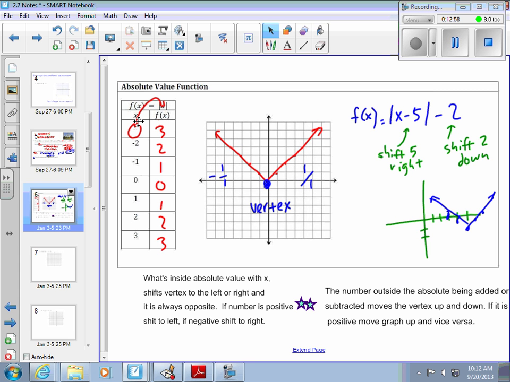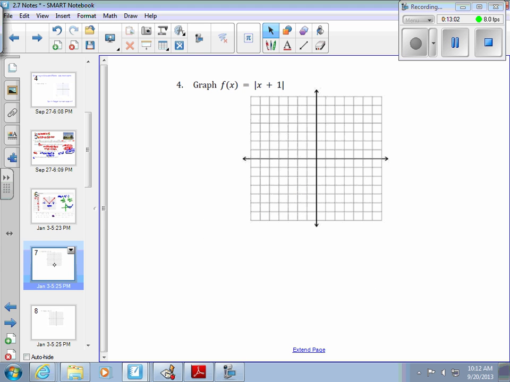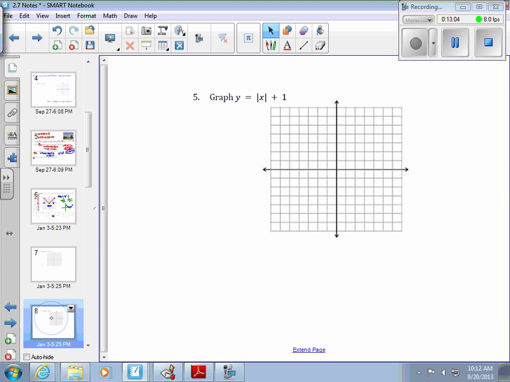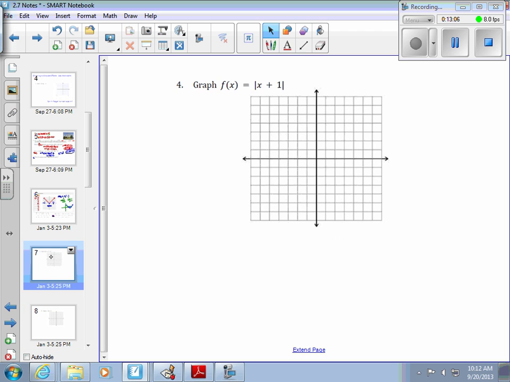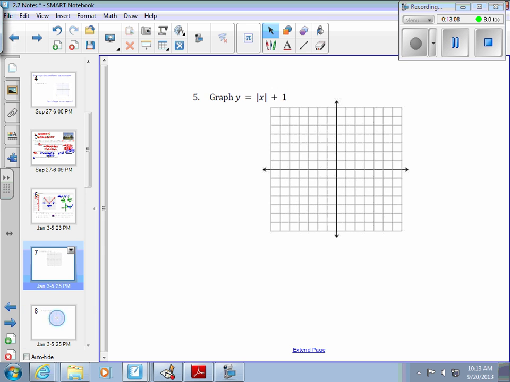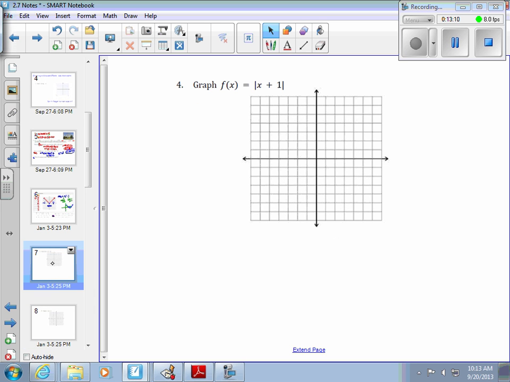Okay. So for tomorrow, I want you to try graphing number 4 and number 5 out. See if you can graph both the graph on number 4 and number 5, either making an in-out table to do it if you're really not sure, or if you remember some of the stuff we talked about shifting, you could also use that. And we'll check those tomorrow.